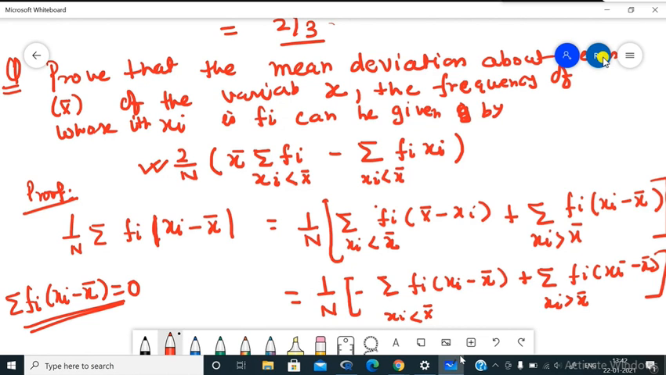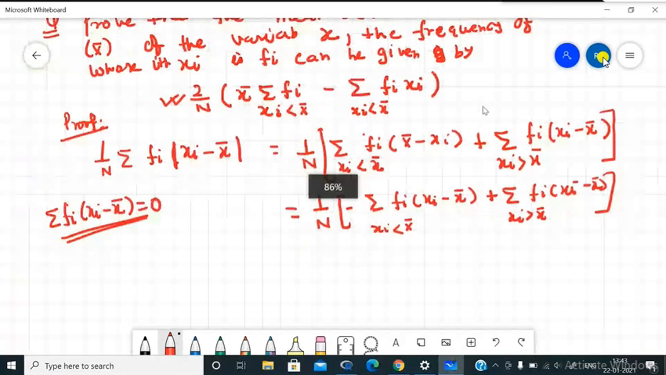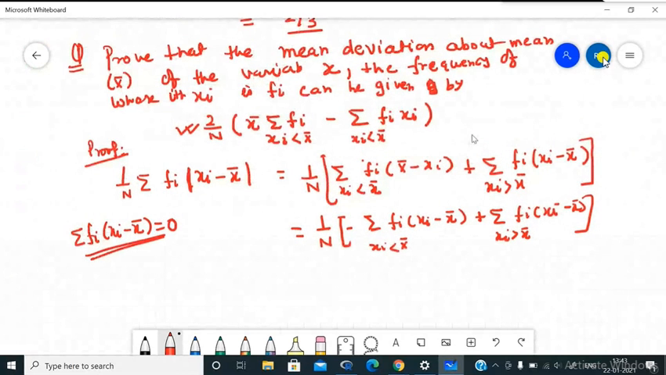I'll discuss this in the next class, and I will ask this question to you in the next class. Okay, so let's start standard deviation.